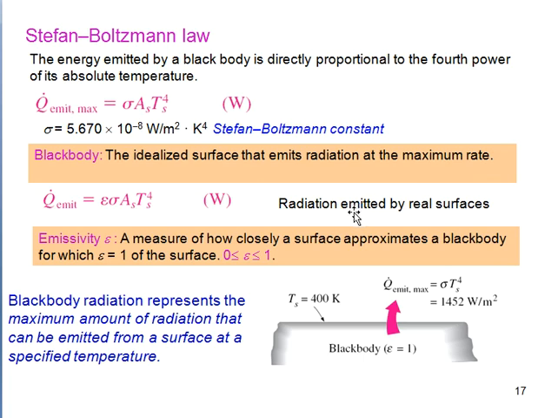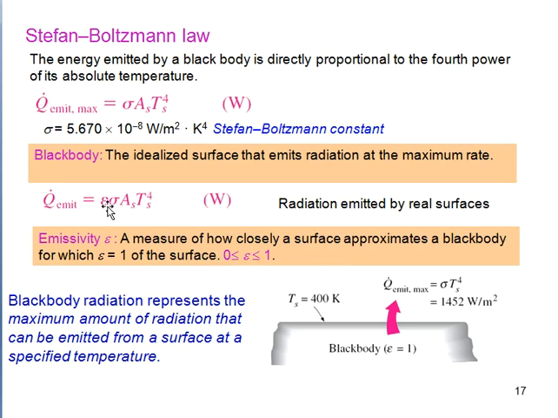If the surface is not black, it does not emit 100% of the radiation; it has a particular emissivity. Q emitted is equal to epsilon sigma A_s T_s to the fourth, the radiation emitted by real surfaces, where emissivity is included. Emissivity is a measure of how closely a surface approximates a black body, for which epsilon is equal to 1. Epsilon is 1 for the black surface, and it varies from 0 to 1 for other surfaces.